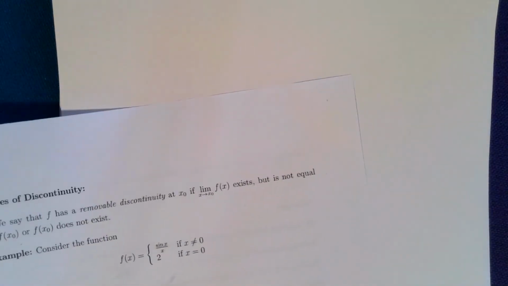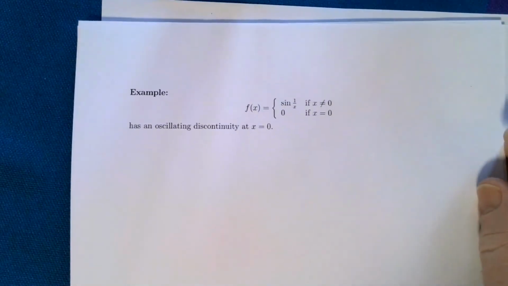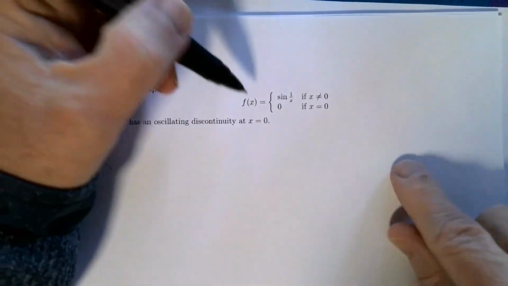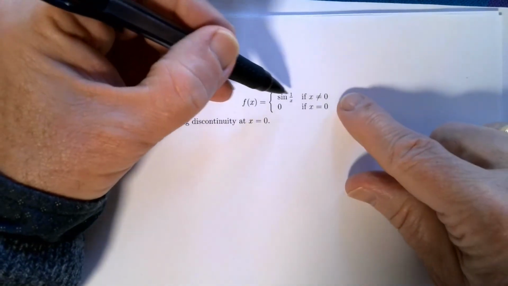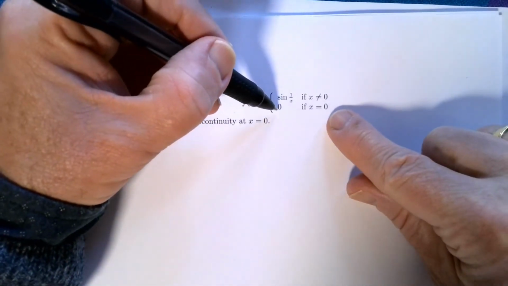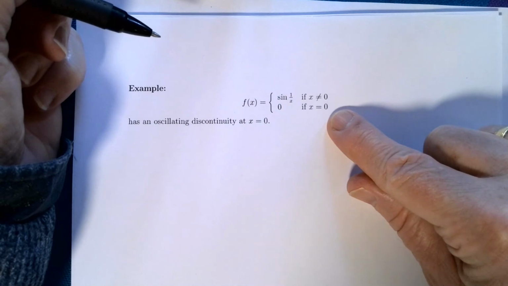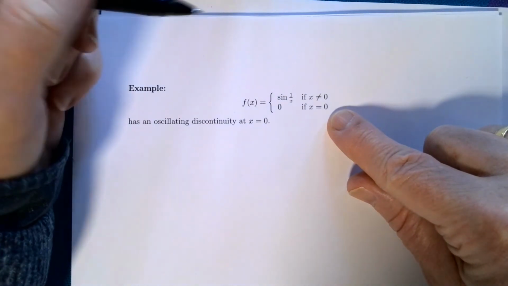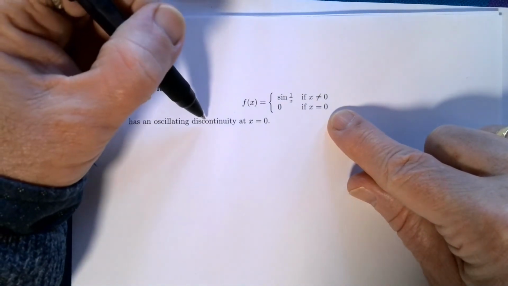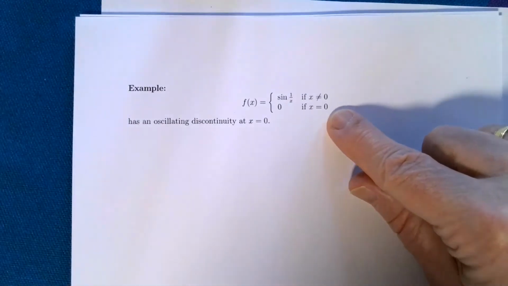Final comment here, final example of one of these. This is the sine 1 on x that we looked at before. This is f of x is sine 1 on x if x is not 0, and I'm going to make it 0 if x is 0. And we say that this has an oscillating discontinuity at x is 0.